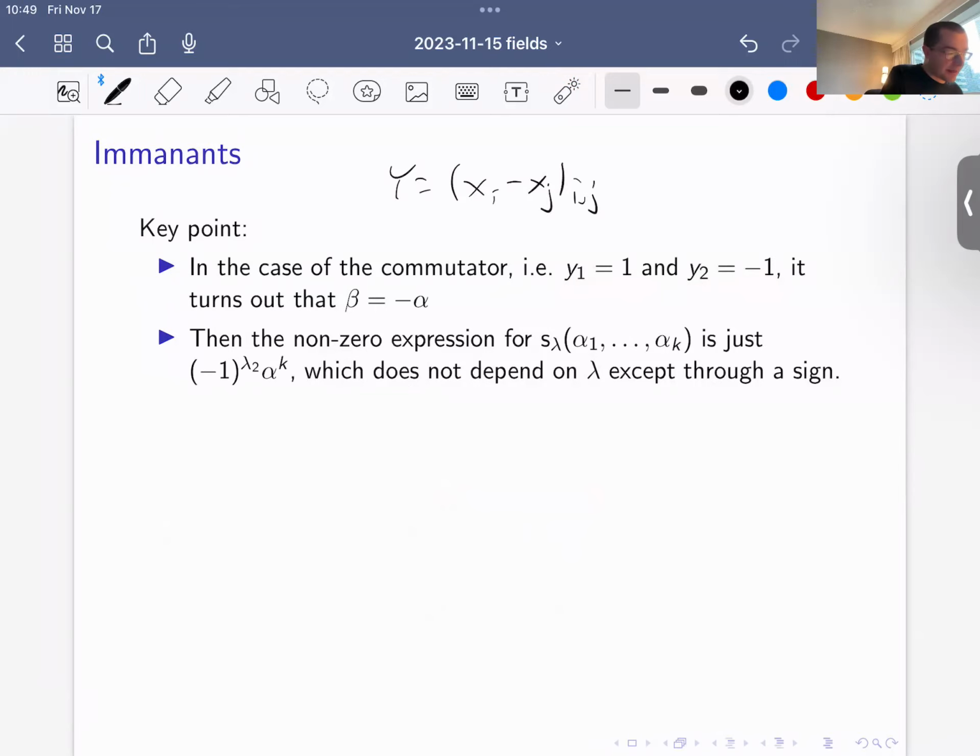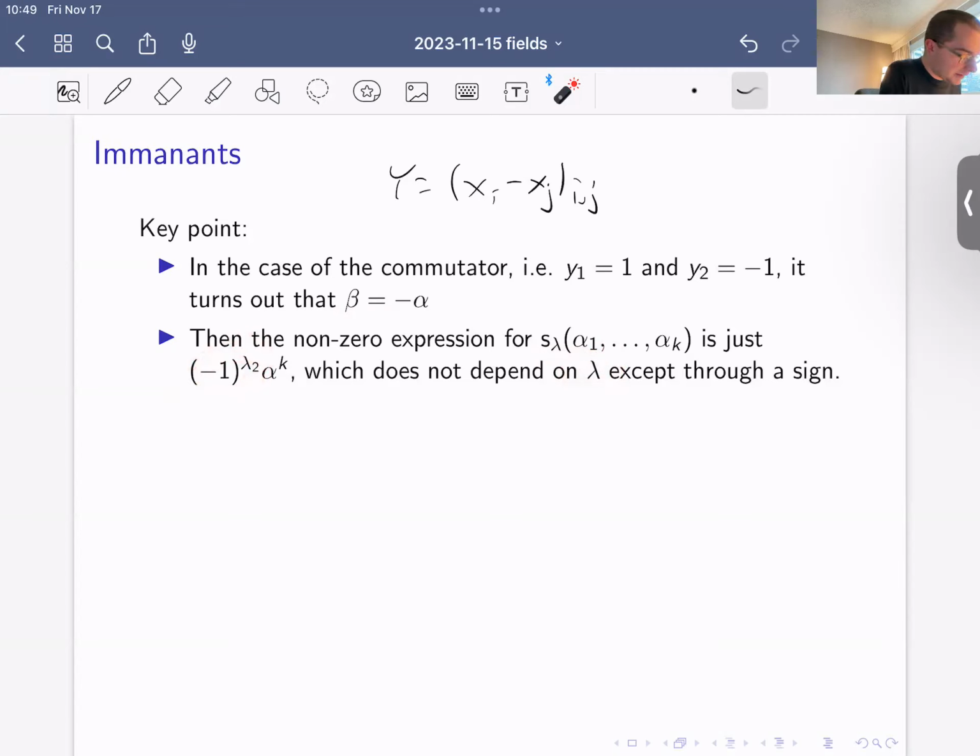Then it turns out that not only do we only have 2 non-zero eigenvalues, but those 2 non-zero eigenvalues are actually the same except for a sign. One is minus the other. And so then this non-zero expression for the Schur polynomial reduces even more to something that doesn't actually depend on lambda, except through this sign, right?